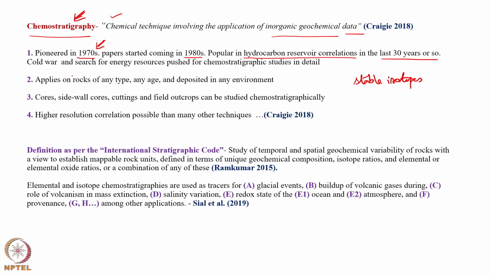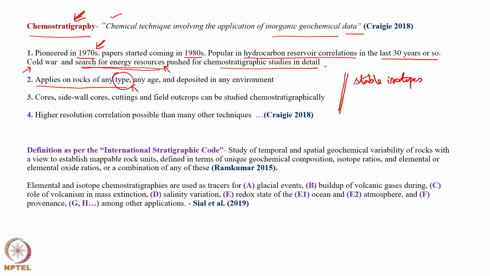How did the chemostratigraphic work become important? The Cold War and the subsequent search for energy resources pushed chemostratigraphic studies in detail. It is interesting to note that at present, in 2025 also, there is a tremendous search for energy resources, and in fact different new chemical techniques are attempted in the geochemical lab to check whether chemostratigraphic correlations can be made.